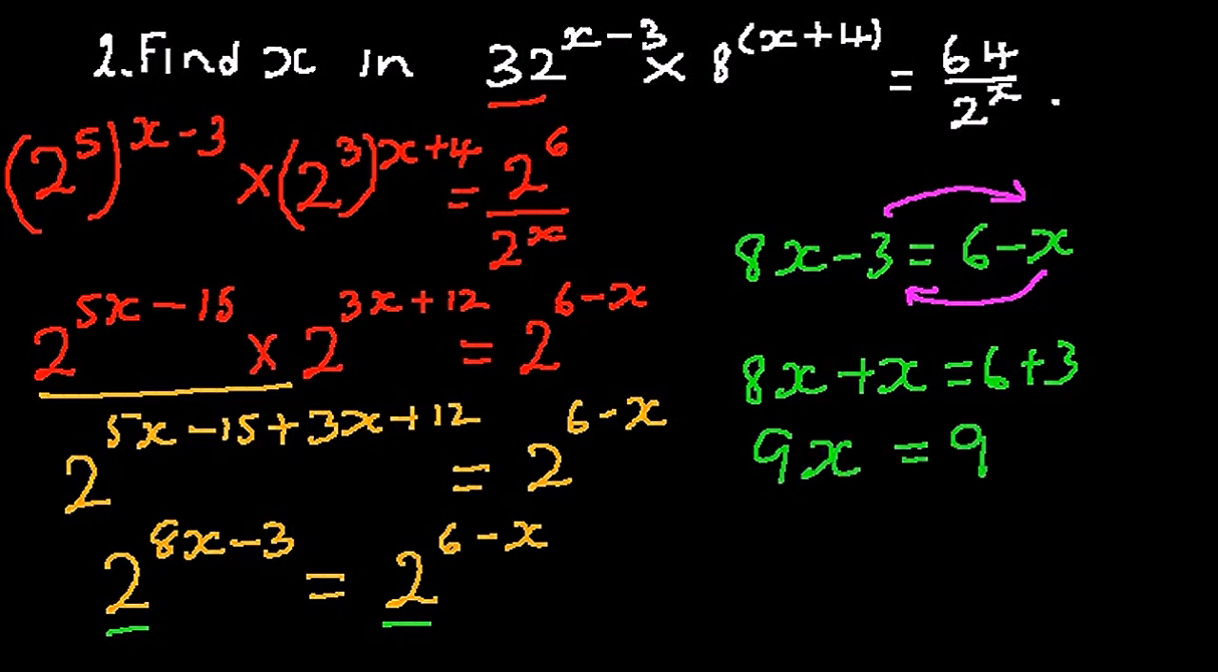We divide both sides by 9, so 9 divided by 9 you get 1, 9 divided by 9 you get 1, so it implies our x is equal to 1. So that is the answer to that question.